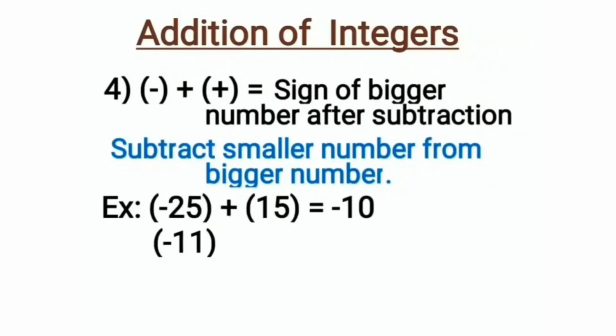Minus 25 plus 15. Here bigger number is negative, so result is also negative. Another example is minus 11 plus 17. Here bigger number is positive, so result is also positive.